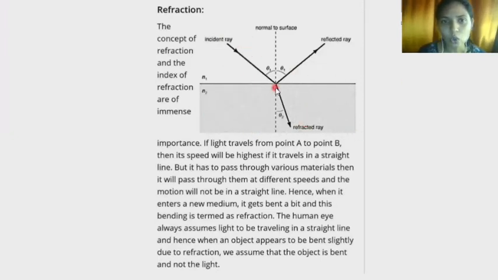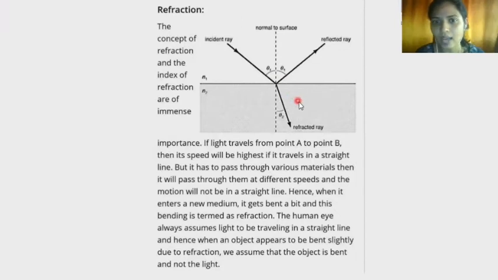So the incident ray is incident on the intermediate and it gets refracted. Refraction is the bending of light. Okay, if there were no intermediate here, the incident ray would have gone like this, but now it is bending because the medium has changed from this to this, isn't it? Now my medium has changed, hence the velocity of the light will also change. That's why there is bending of light.